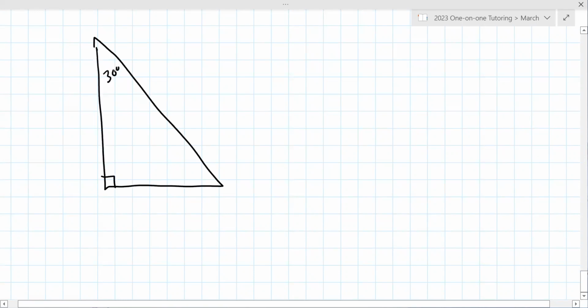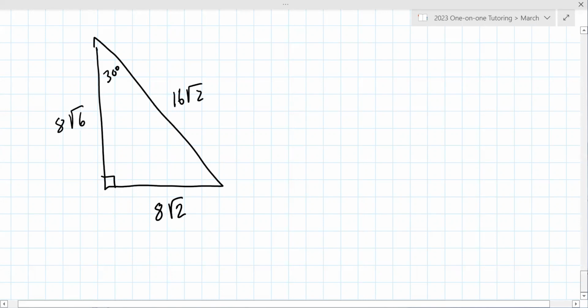Let's say I tell you that the short leg is 8 square root 2. Okay, so then I know that one would be 16, hypotenuse 16 square root 2, and then 8 square root 6. Yes, you got it.